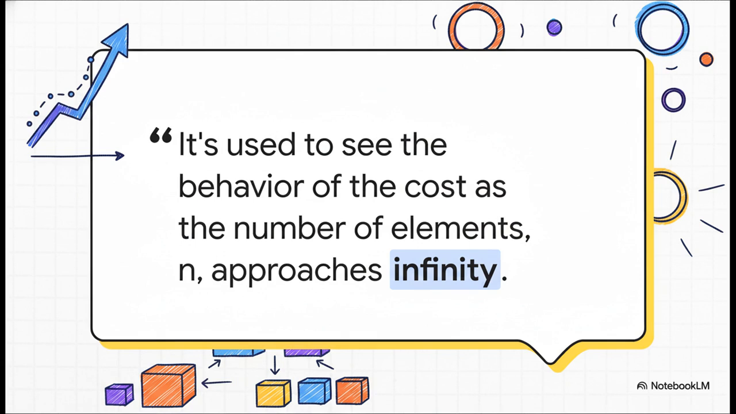It answers the most important question: if I double the amount of data I need to sort, does the time it takes also double, or does it quadruple, or something else entirely? It describes what happens as the number of items, which we call n, gets really, really big.